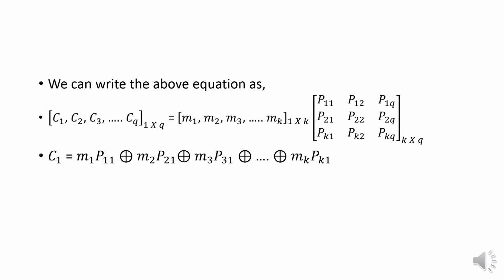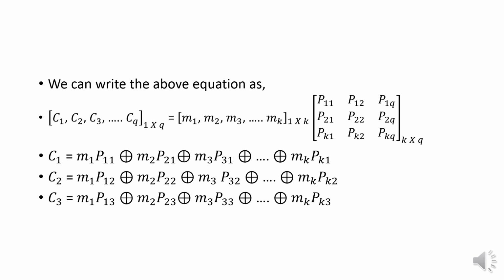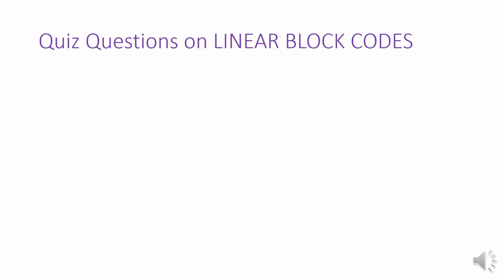So c1 equals m1 into p11 XOR m2 into p21 XOR m3 into p31 XOR and so on XOR mk into pk1. This is c1. Then c2 equals m1 into p12 plus m2 into p22 plus m3 into p32 and so on plus mk into pk2. Then c3 equals m1 into p13 plus m2 into p23 plus m3 into p33 and so on plus mk into pk3.